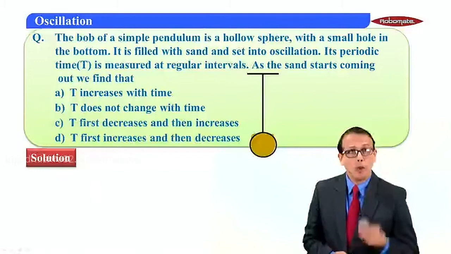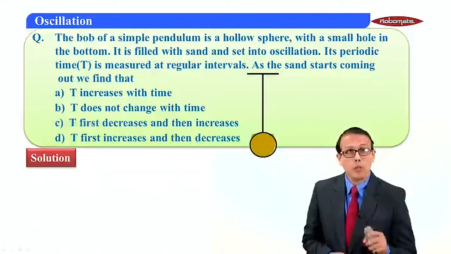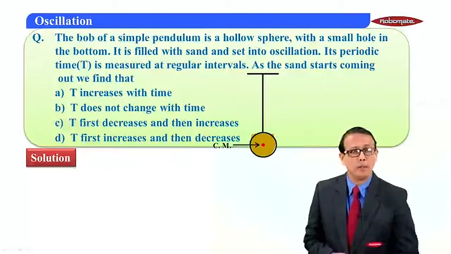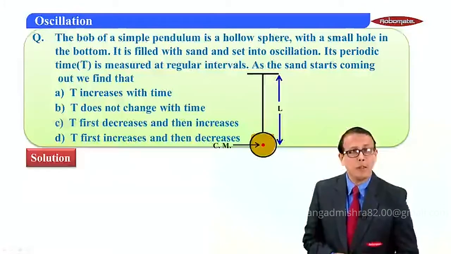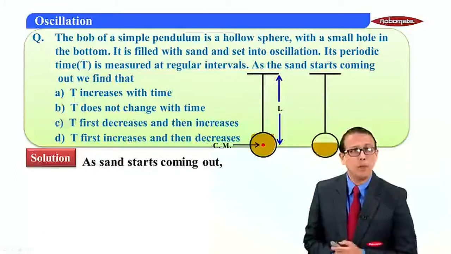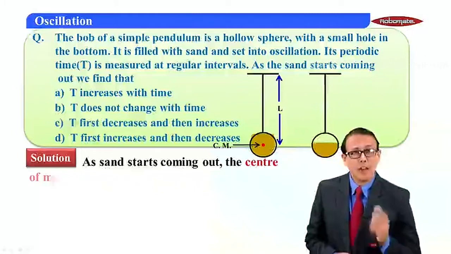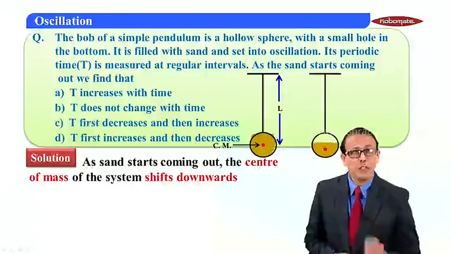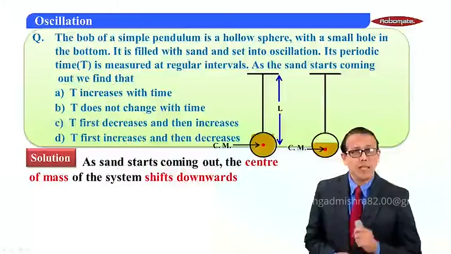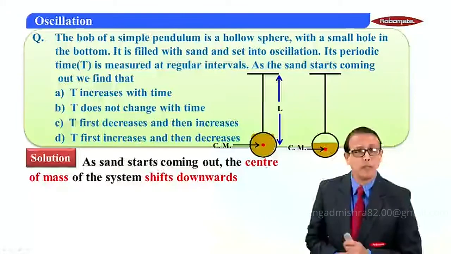So we have a hollow sphere filled with sand. Now we know a hollow sphere filled with sand will be just like a solid sphere and center of mass will be the geometric center. Now say L is the length of the system. Observe this diagram. As the sand starts coming out, center of mass of the system shifts downwards. So you can clearly see the new position of center of mass.